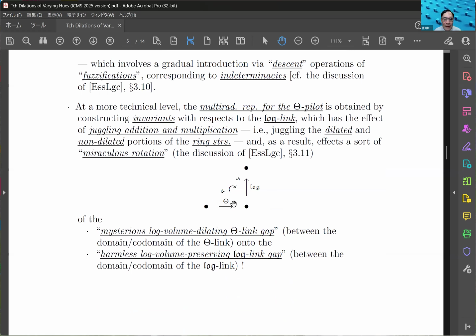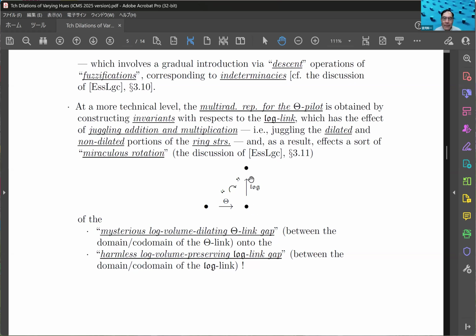from the theta link to the log link, which is a rotation from the mysterious log volume dilating theta link gap, the gap between these ring structures and these ring structures. So in other words, the gap between the output of raising to the nth power and the input of raising to the nth power. So that is what is mysterious. And so the multi-radial representation has the effect, in other words, taking invariance with respect to the log link has the effect of translating, of rotating this mysterious gap into a harmless log volume preserving gap.